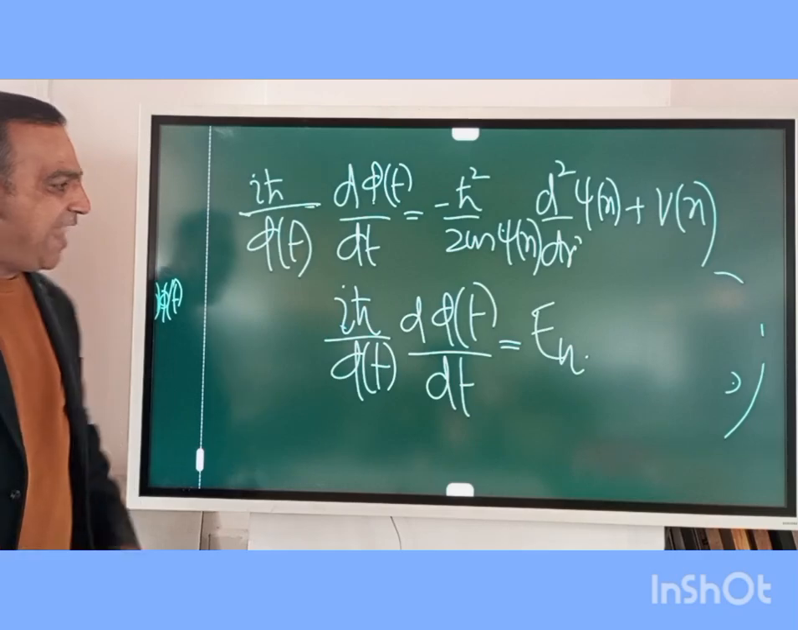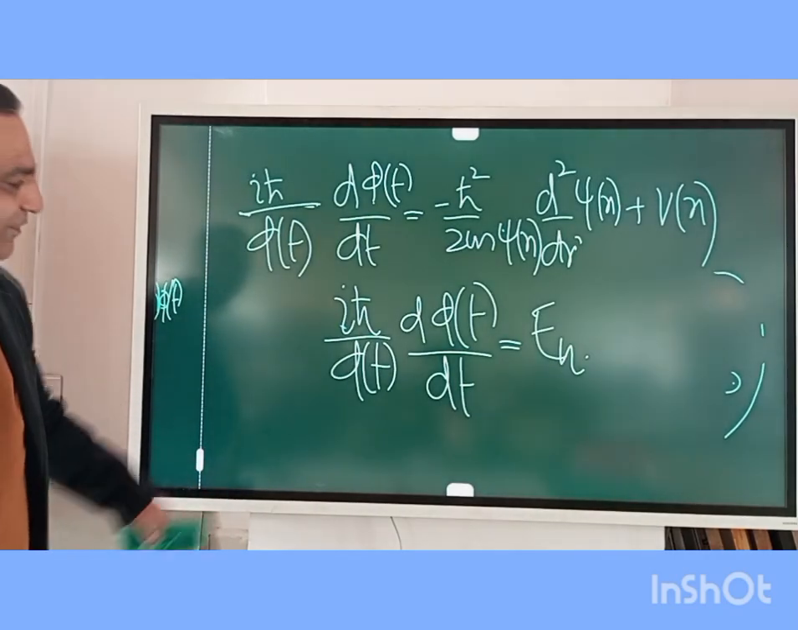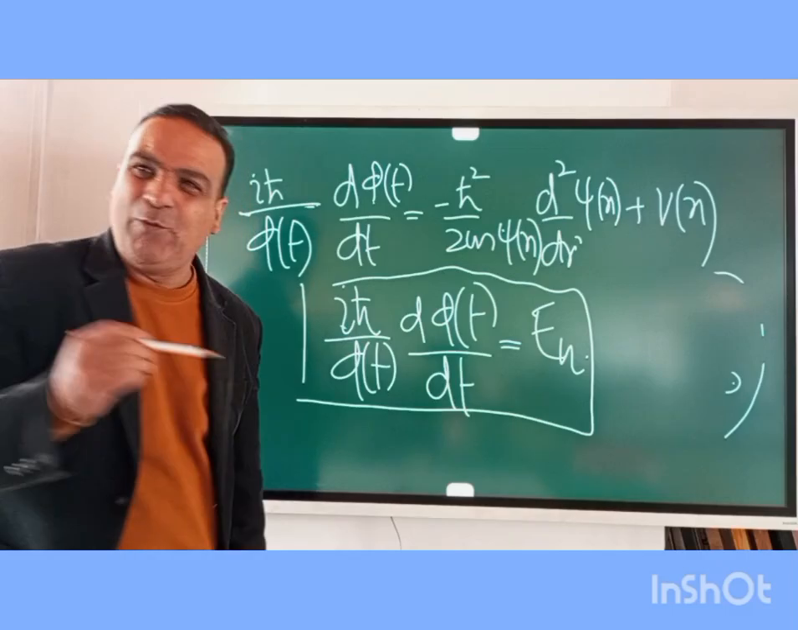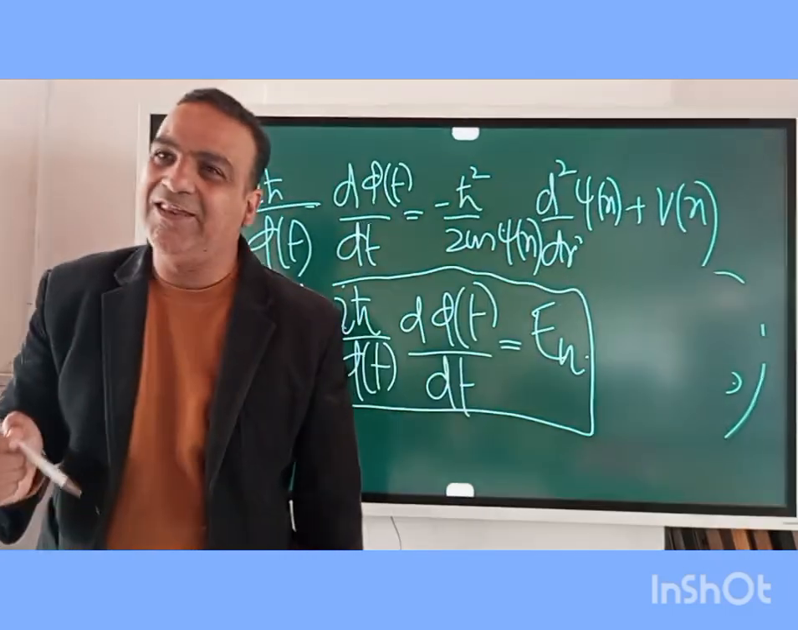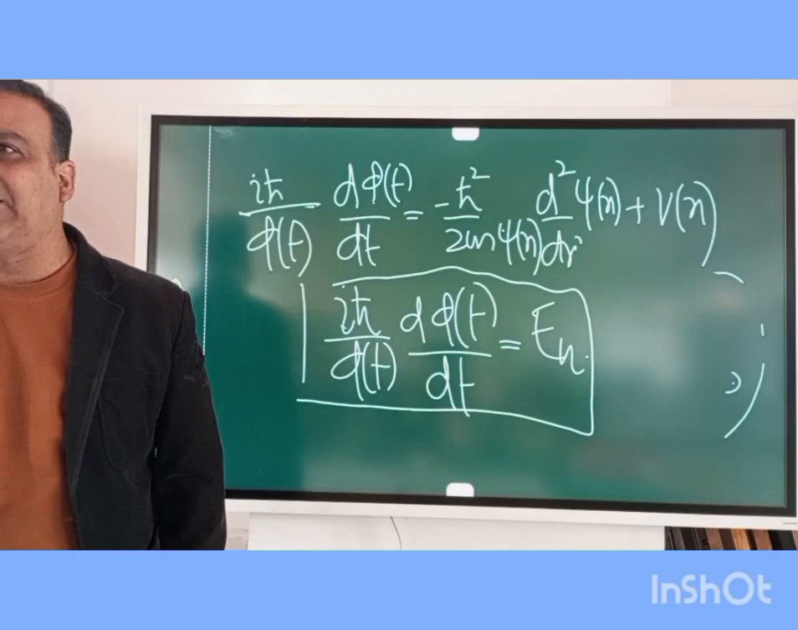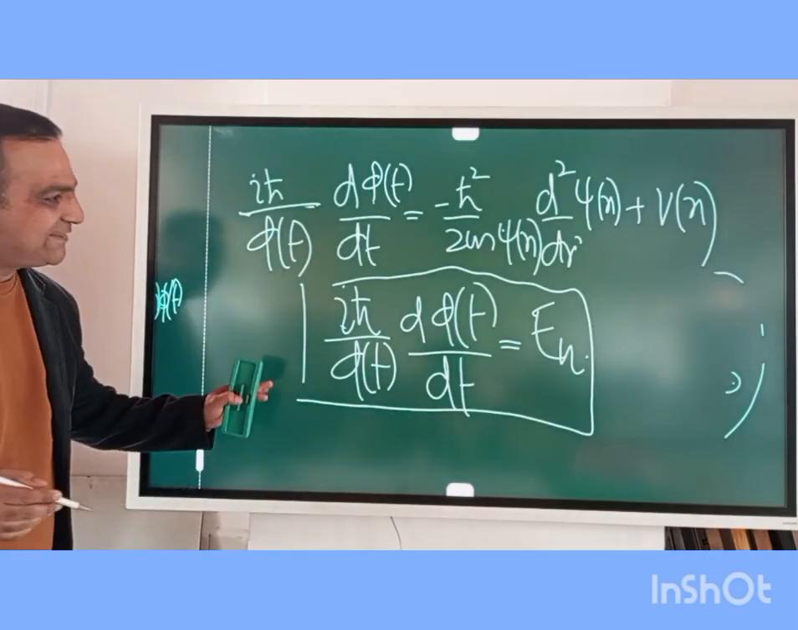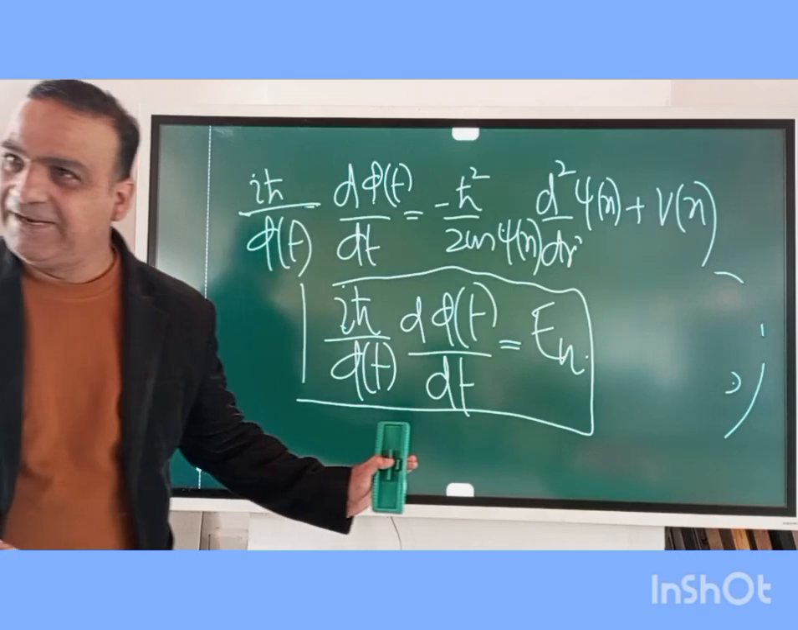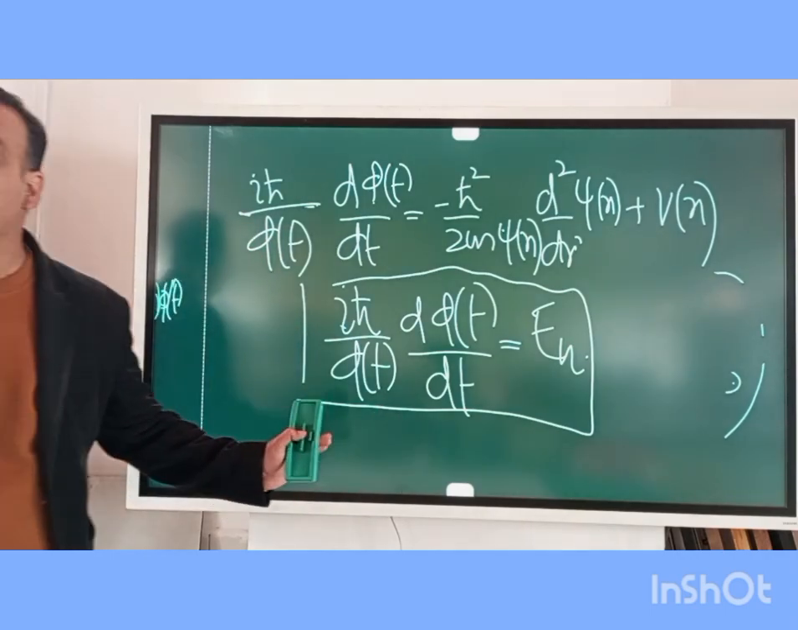Clear? Now, this is an equation of importance. This is the basic equation that you have to study when you continue your course in your next classes as well. And this equation will give us the evolution of time. It will give us the time evolution operator.